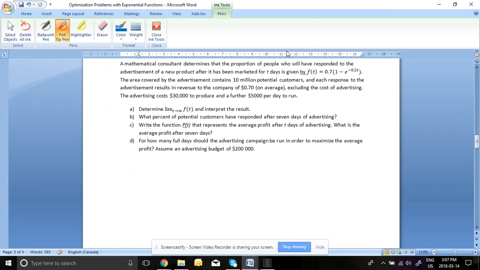So basically, what is going to happen if time goes on forever? So if time continues forever, what is the proportion of people that will be responding? Okay, so let's figure that out first. So the limit as t approaches infinity of f(t) is equal to the limit as t approaches infinity of 0.7(1 - e^(-0.2t)).